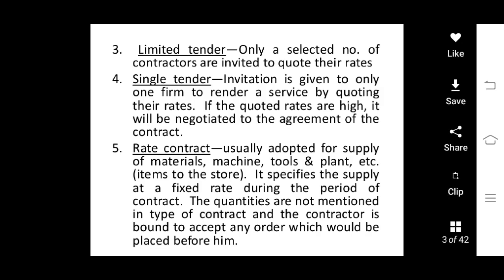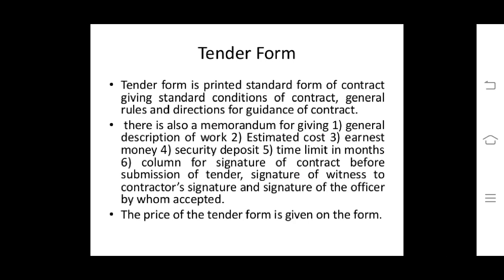The next type is the rate contract, usually adopted for supply of materials, machines, tools and plants, etc. It specifies the supply at a fixed rate during the period of contract. The quantities are not mentioned in this type of contract and the contractor is bound to accept any order which would be placed before him.